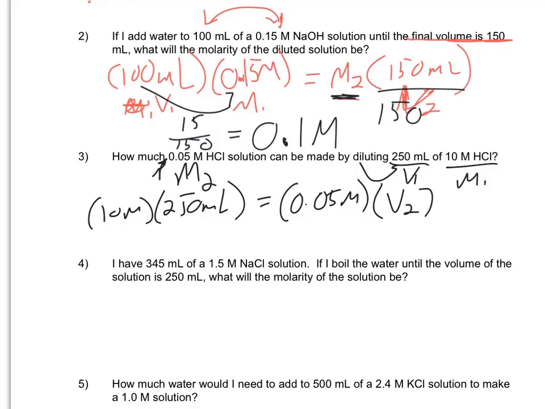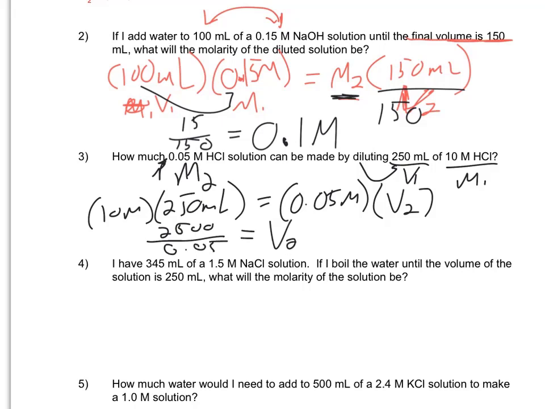So the number we get for V2 should, first of all, be bigger than 250, right? Because it's 10 molar at 250 milliliters. In order to get it down to 0.05, way less than 1 concentration, we have to dilute it, make it much, much more volume. So we should get a pretty big number here. So if we have 250 times 10, that's 2,500 on this side, and then we divide that by 0.05.